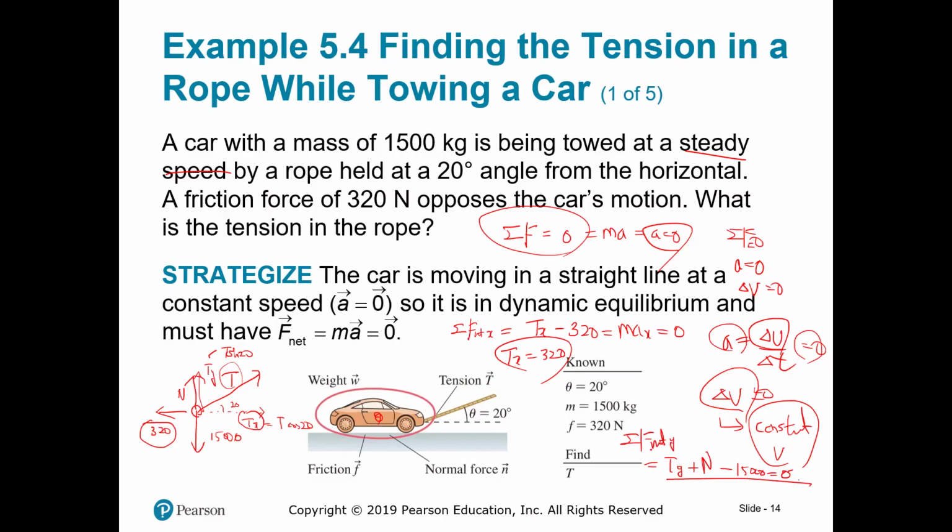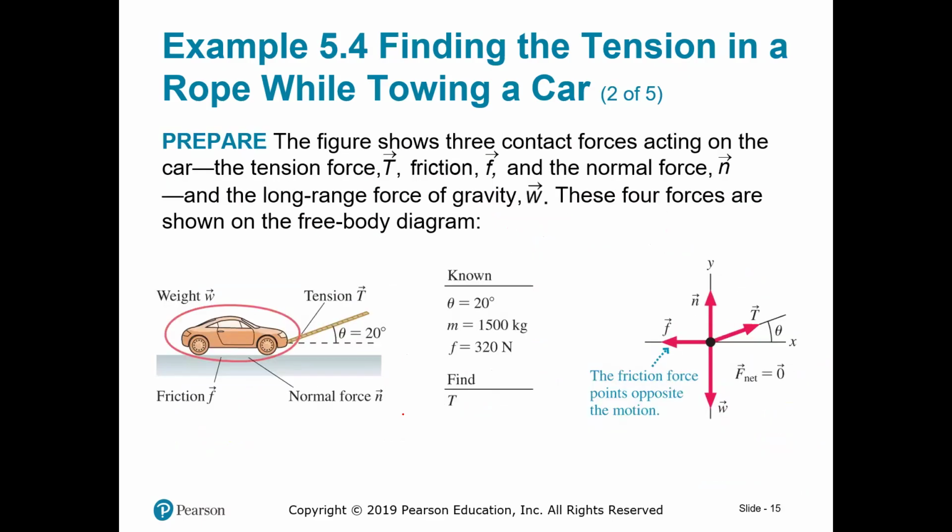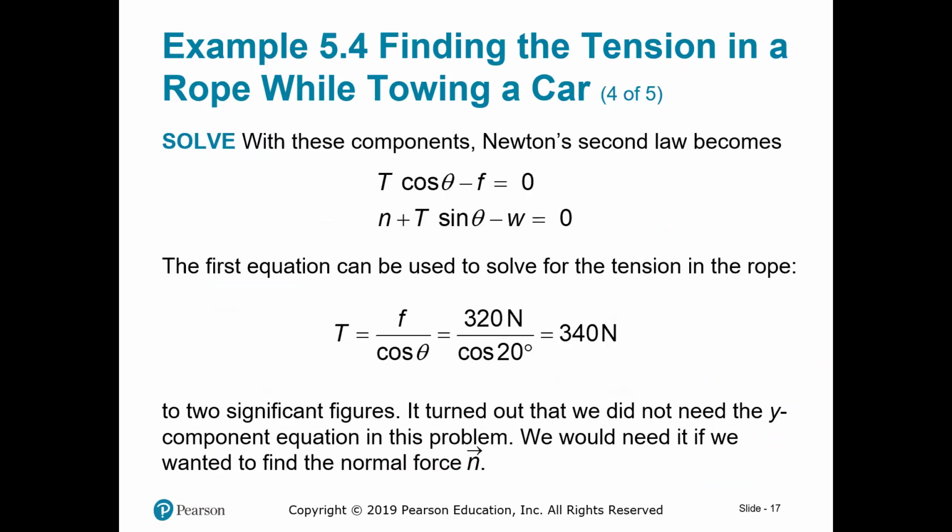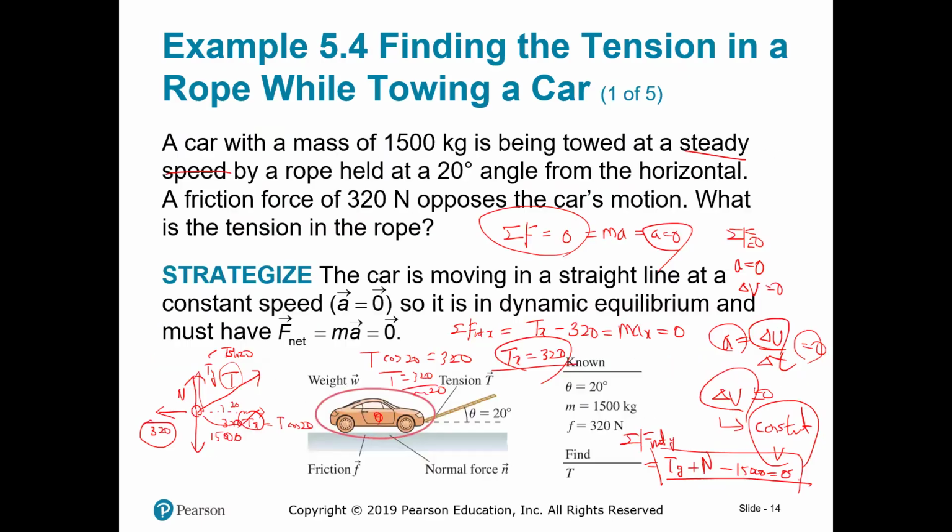You don't need Ty unless you need the normal force, right? Because you already know Tx is 320. So T times cosine 20 is 320, so T is 320 divided by cosine 20. You can get the number here, right? So T is 340. But again, as I said earlier, because now you know Ty, you can find the normal force as well. It is asked to find it.